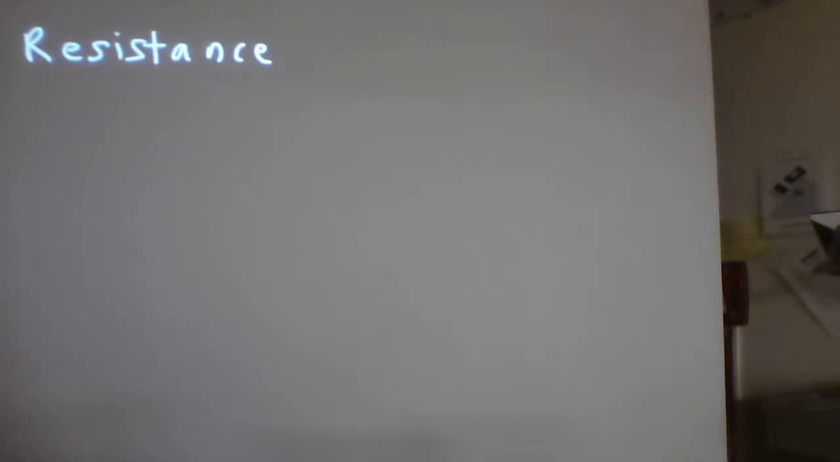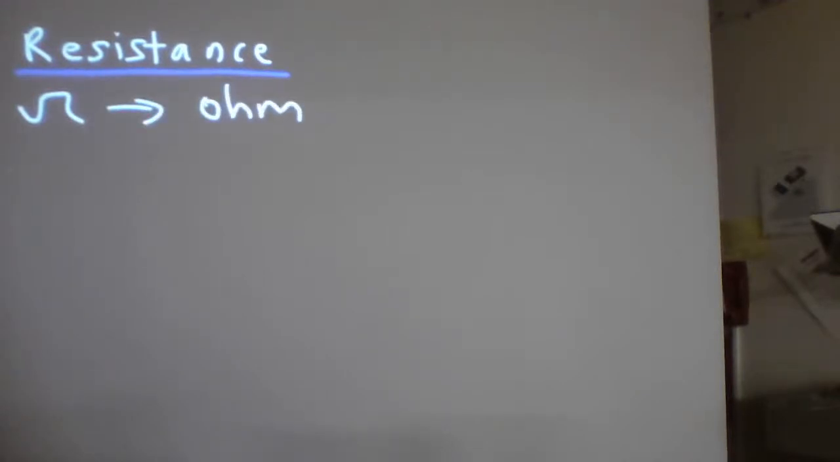Resistance can be provided in a circuit by devices called resistors, and they resist the flow of current. Resistance is measured in the units ohms, represented by the Greek symbol omega. And that's basically what you need to know about resistors. They resist the flow of current.